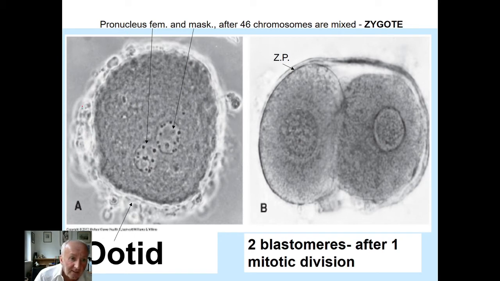Zona pellucida, oocyte. Why? Because I see the pronucleus masculinus and pronucleus femininus. So it's an oocyte. Then happens a mixture of 46 chromosomes, and you see perfectly two blastomeres after the first mitotic division. So the cleavage started. Cleavage: repeating mitotic divisions, one after another.